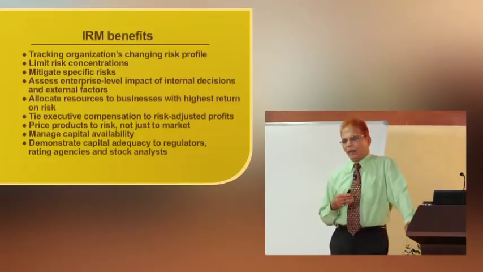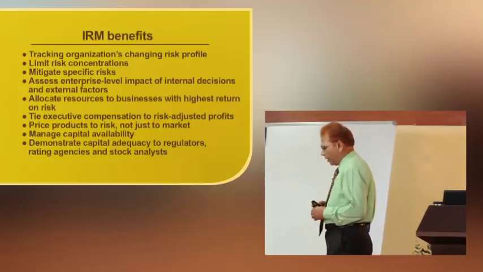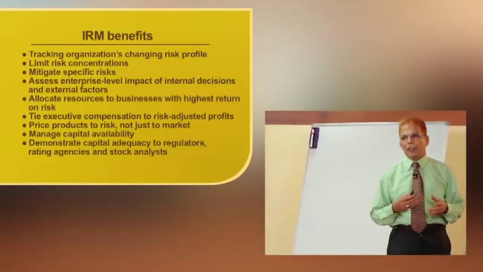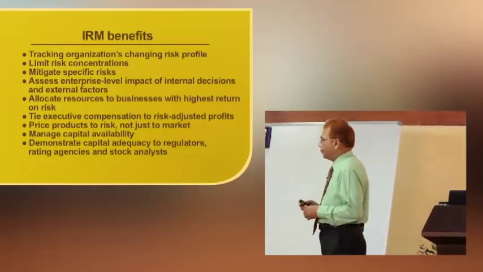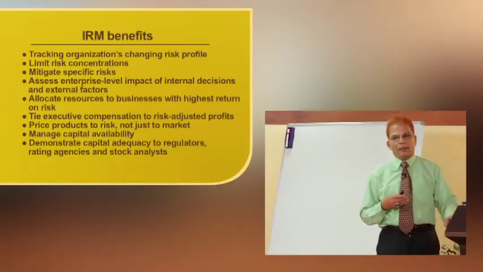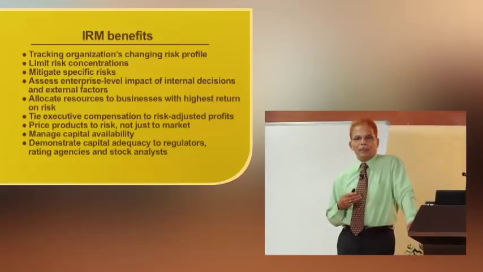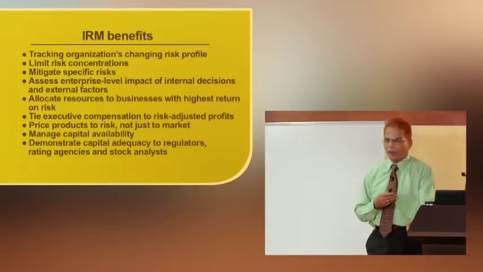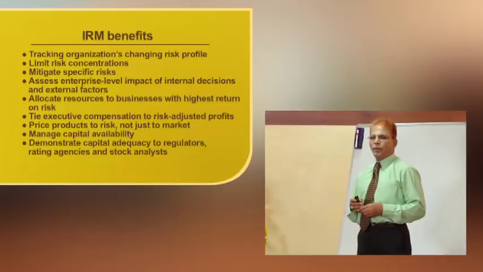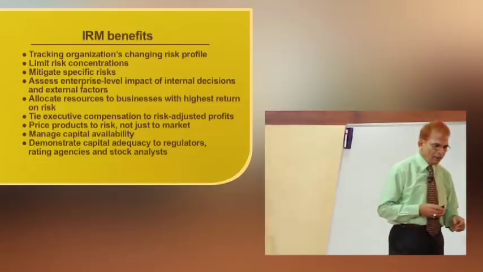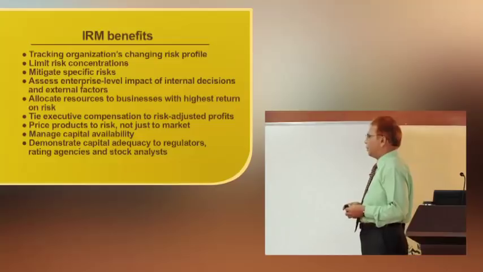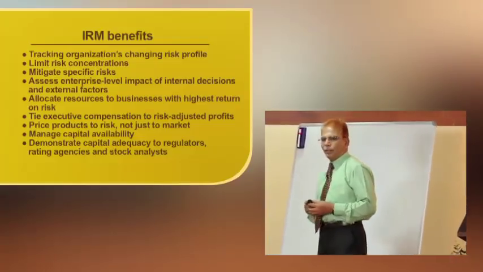And all organizations are looking for maximum return on their capital. When I say capital, it could be human capital, it could be systems, it could be real capital. So it helps allocate resources to businesses with the highest return on risk. When you do a risk-adjusted return analysis of different business classes, you will be able to allocate to the business where the returns are maximum. And tie executive compensation to risk-adjusted profits rather than deciding bonuses based on gross profit. Price products to risk: you have to price all the risk in the product, not just follow the market.